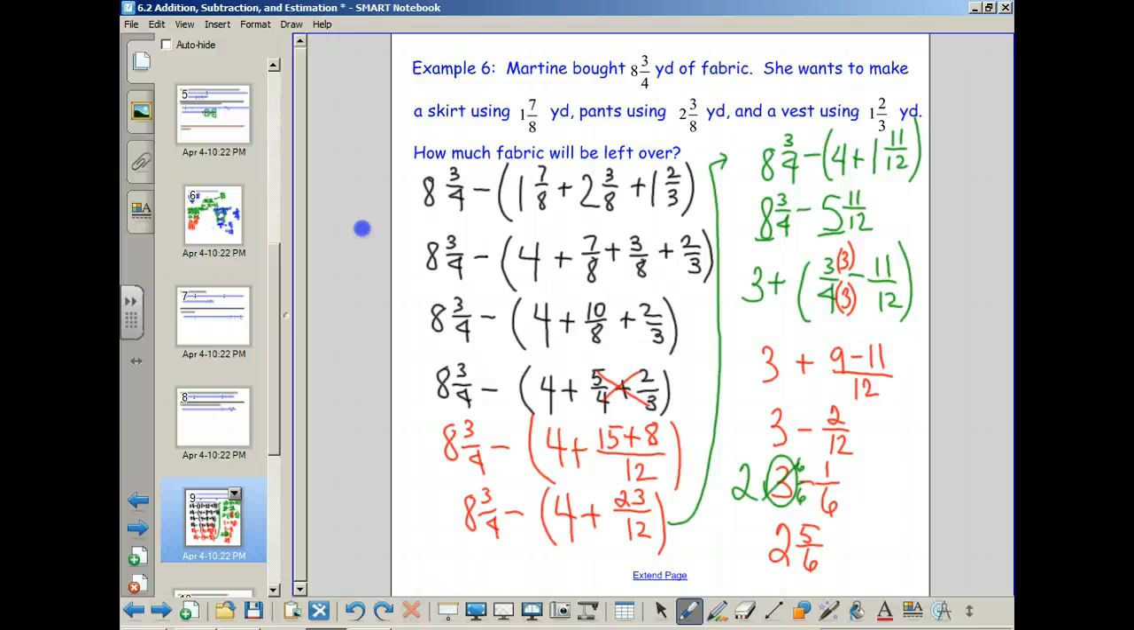Okay. 2 and 5/6 what? Yards. After all that work. Go back up to the problem to remember we're talking about yards. So, is this a long in-depth problem? Yeah. That's why I said it was a nice one. It gives you a chance to see a lot of the different methods that are all rolled into one place.